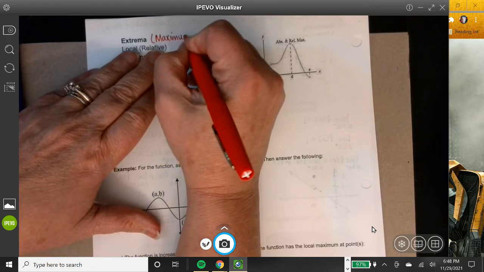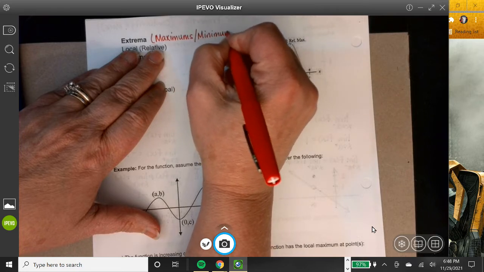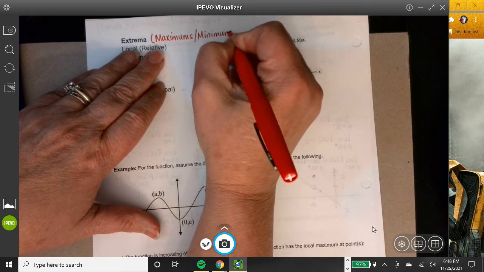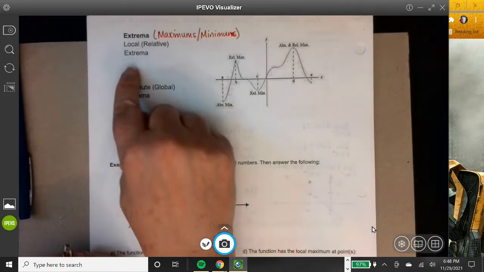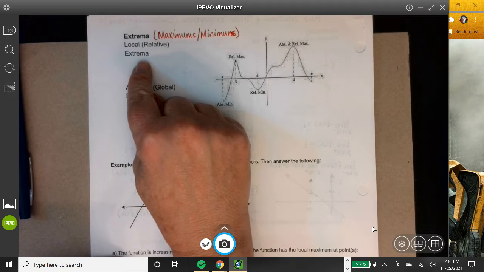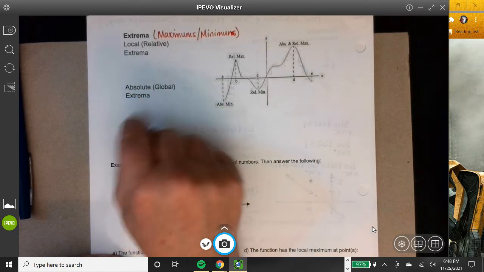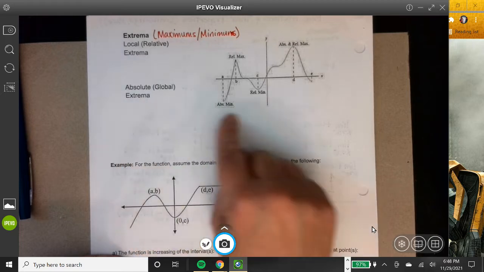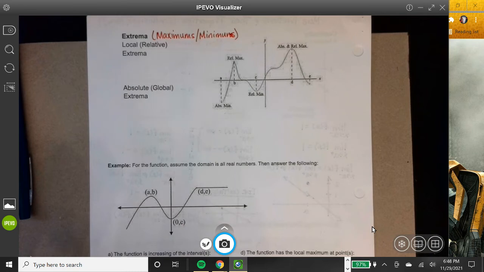Maximums, minimums. That's an M. Now we have two different types. We have local or relative maxes or mins, and then we have absolute or global maximums or mins, okay? Now I have a sketch here of a function, and we're going to discuss what these points are.